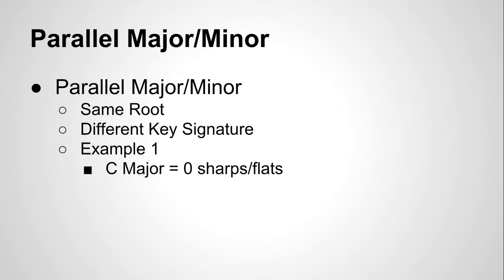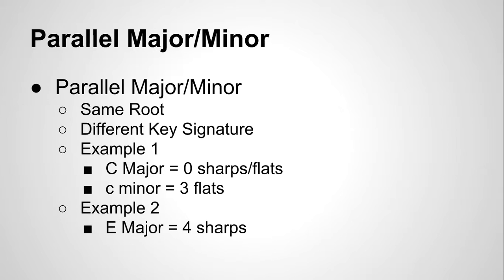The key of C major has no sharps or flats. The key of C minor has 3 flats. How did I get that? Well, let's try a second example to see if you figured it out yet. E major has 4 sharps. What would E minor have? E minor has 1 sharp.